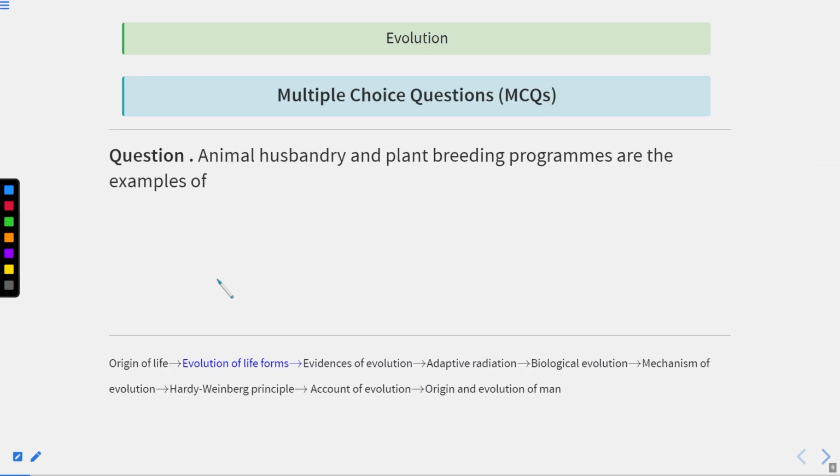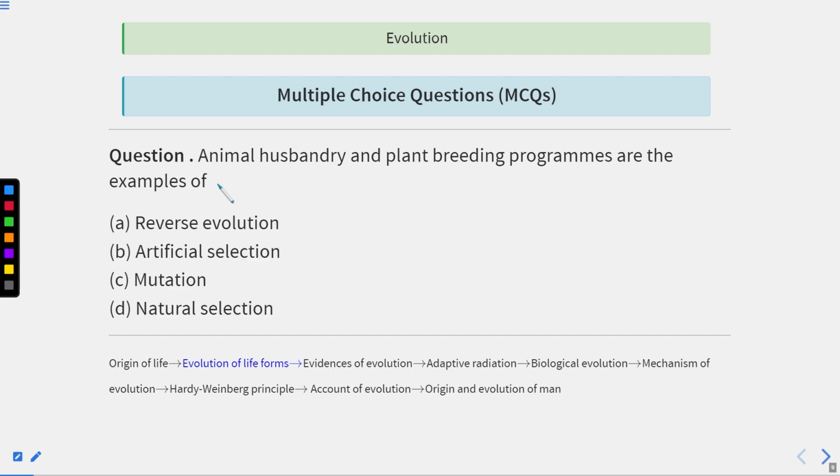Okay. Now, let's talk about the next question. Animal husbandry and plant breeding programs are the examples of. So let's have a look at the options: reverse evolution, artificial selection, mutation, or natural selection.